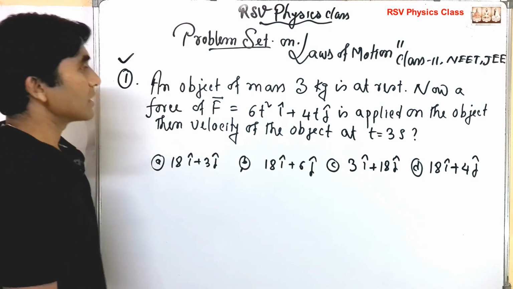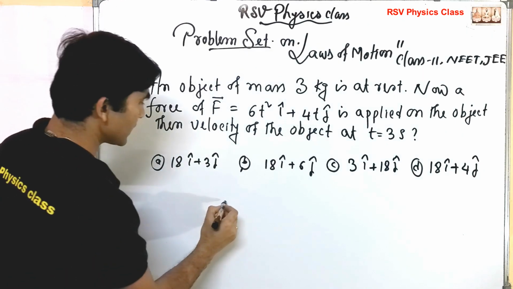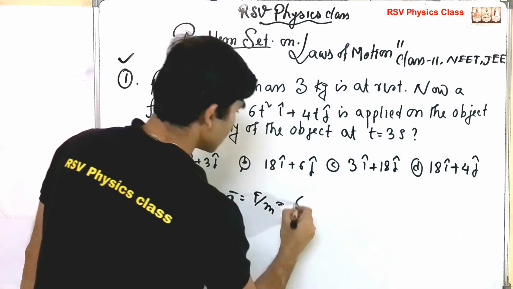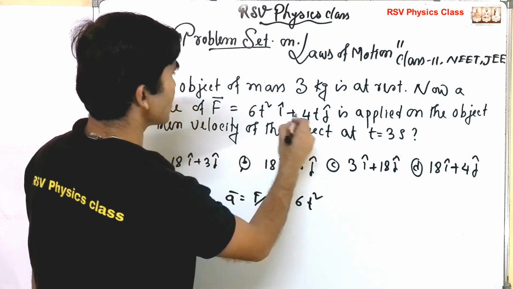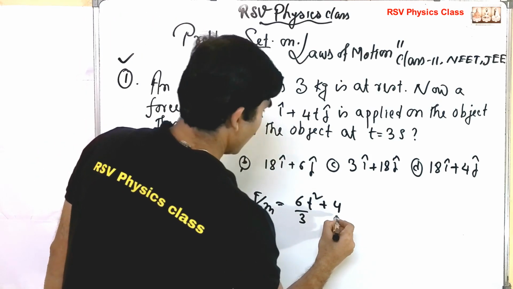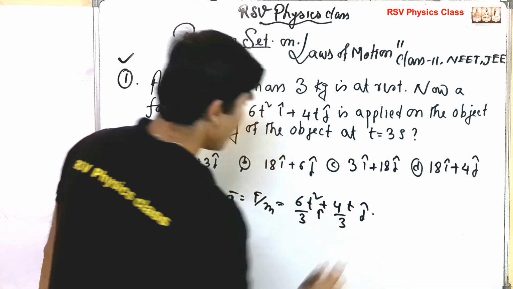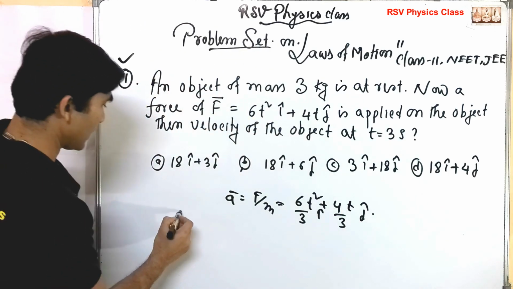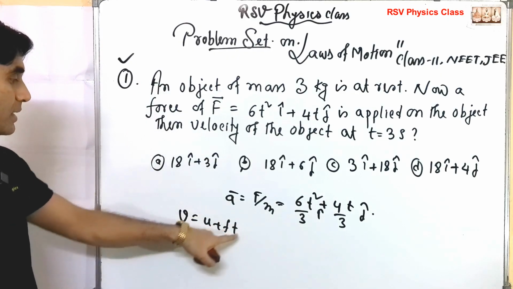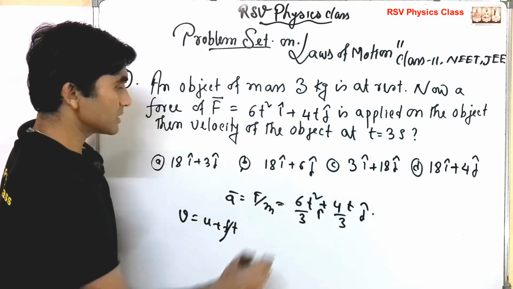Now, while solving this problem, you will see what mistakes you make. You will think acceleration a equals F over m. Now this is 6t squared over 3 plus 4t over 3, this is i cap and this is j cap. Okay, now if velocity equals u plus at, at t equal to 3 seconds, initially it was at rest, so u is 0, so you multiply the acceleration by t.